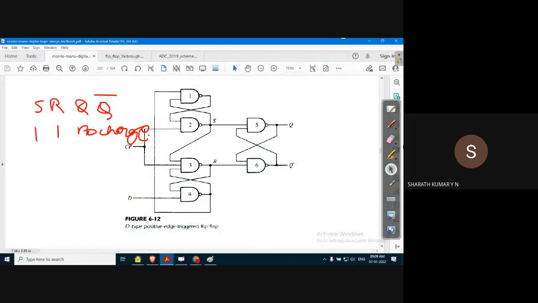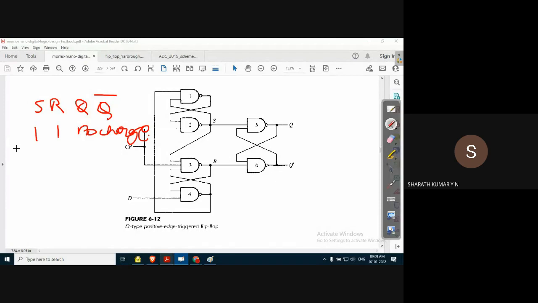So for an SR latch, when both inputs are 1 1, since it is made of NAND gates, the output does not change. The output retains its previous value, output Q and Q dash. Our intention here is to make this D latch sensitive only to the edge of the clock, either the rising edge or the falling edge.